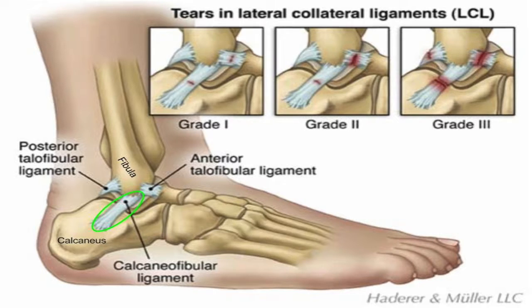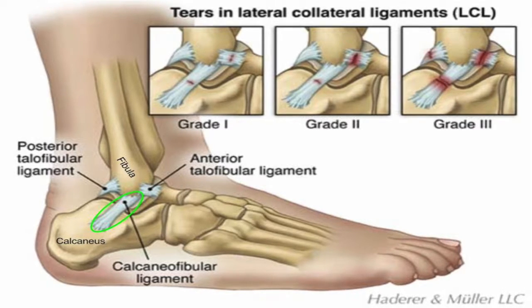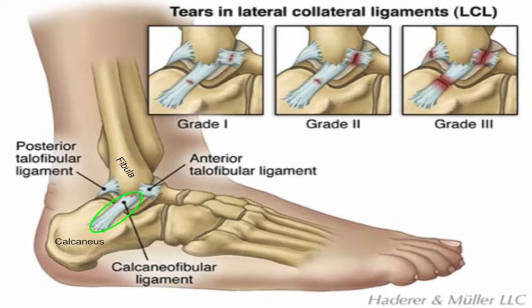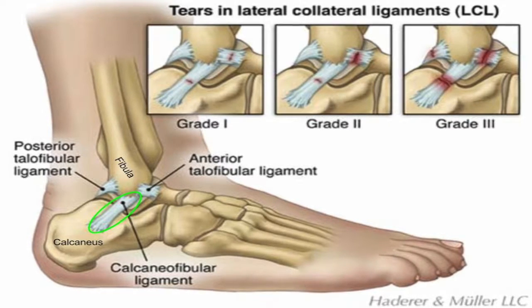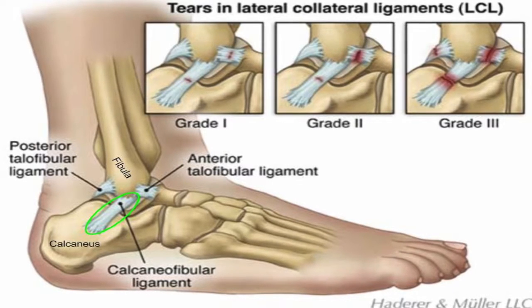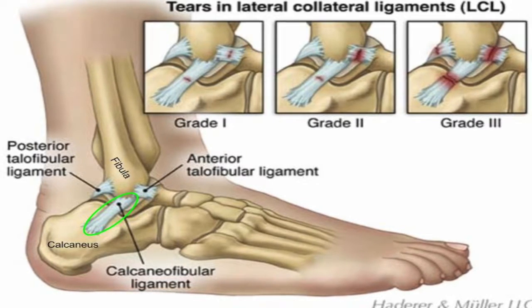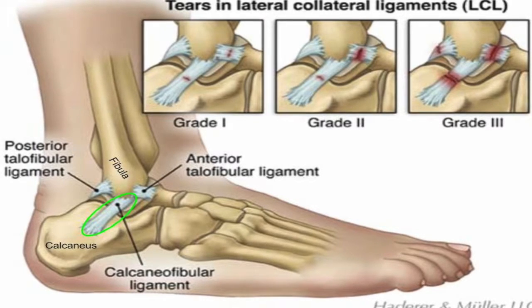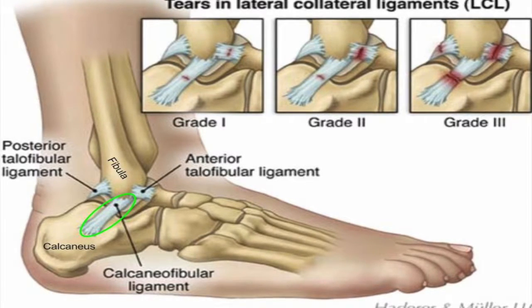As you can see here, the CFL, which is circled in green, originates at the inferior aspect of the fibula, slightly anterior to the midcoronal line, and inserts posterior to the calcaneal tubercle, crossing the tibiotalar and subtalar joints. The CFL is under maximal tension when the ankle is in a dorsiflexed position.